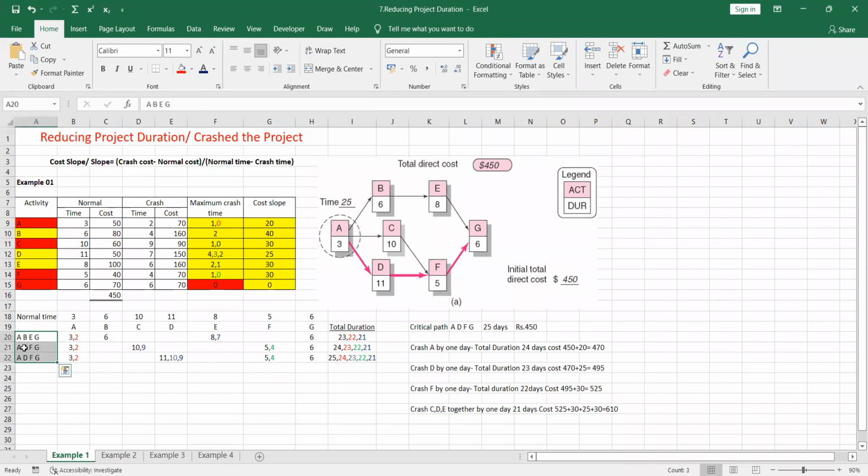Very good. 610. So the total cost is 610 now, right? So still we are having what? Still we are having these 3 paths, right? That means we are having these 3 paths as critical paths. So we have to see now whether we are having paths to be crossed.